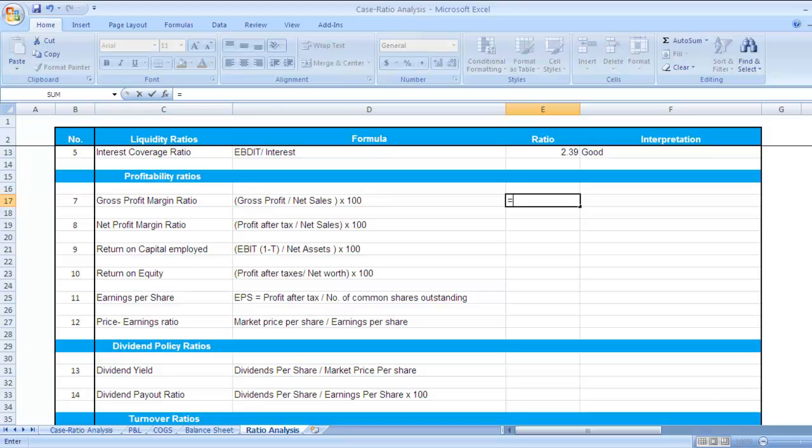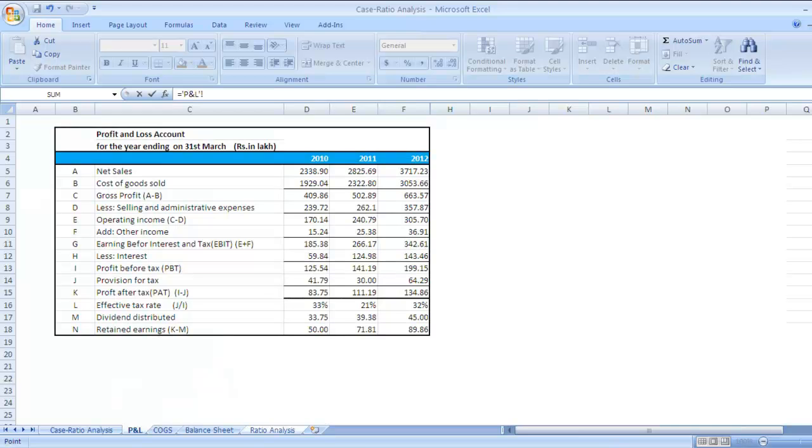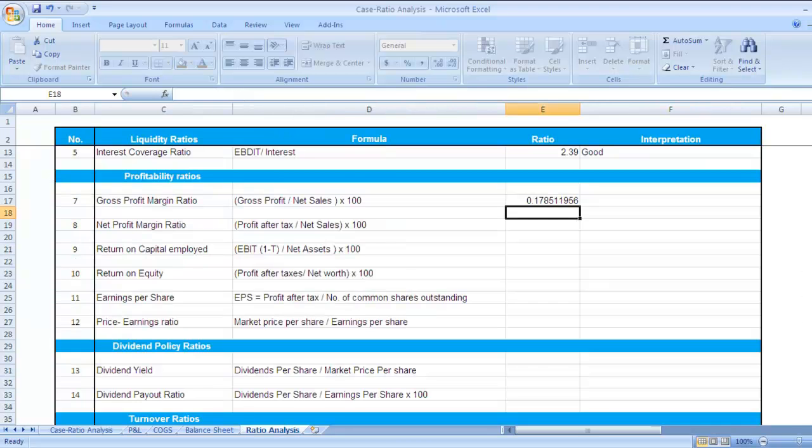For gross profit margin, go to P&L and check gross profit here. So gross profit is 663.57 divided by sales. Net sales is 3717.23. Then press enter. This is in percentage terms, so check here percentage. So 18% is gross profit margin.